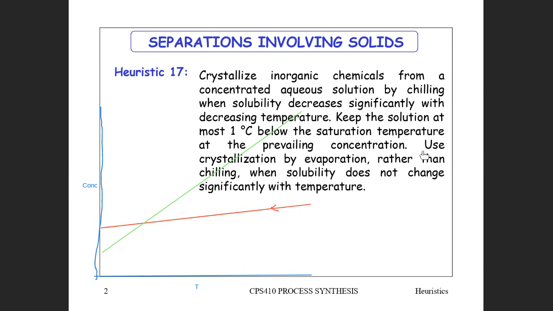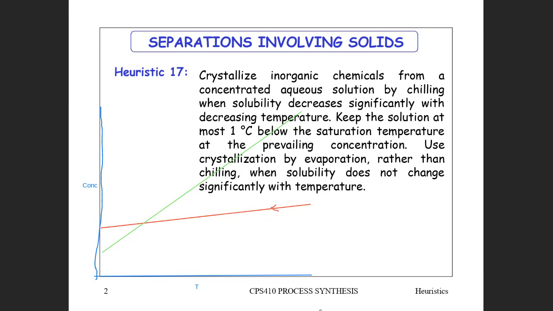Use crystallization by evaporation rather than chilling when the solubility does not change significantly with temperature. So here with salt, you would rather evaporate. So think of salt pans. You put out your brine solution on salt pans, and that will evaporate by natural evaporation, and eventually you'll have your salt left on the salt pan to be collected. All right, so that is heuristic 70.